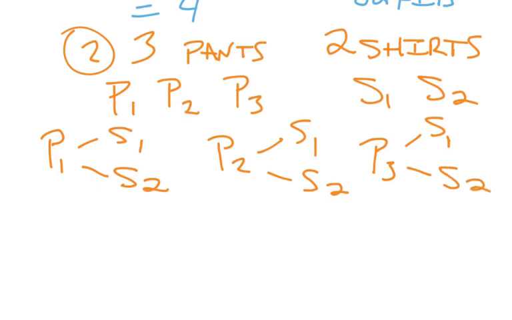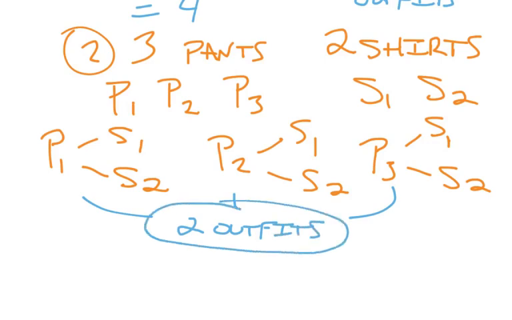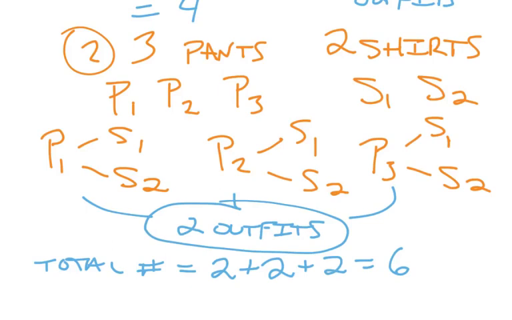All right, so from each one of these possibilities, we get 2 outfits from each. All right, so each pair of pants spawns 2 different outfits. There are 3 pairs of pants, so the total number of outfits that we get from this collection of clothes is 2 plus 2 plus 2, which is 6.